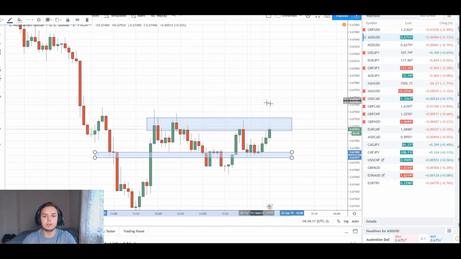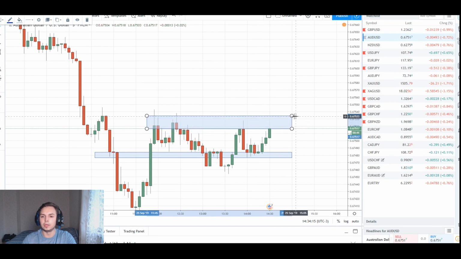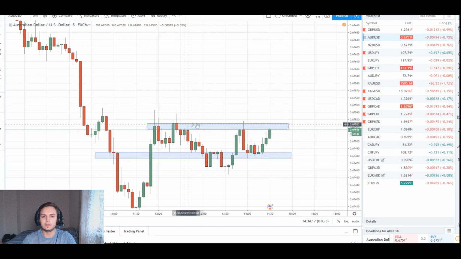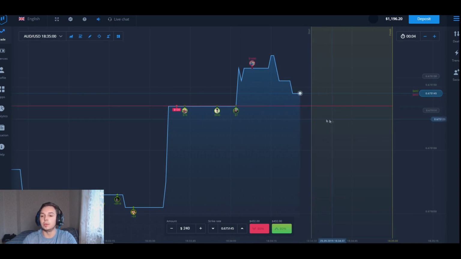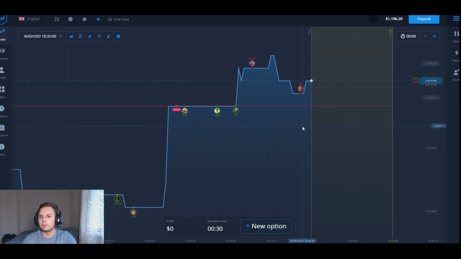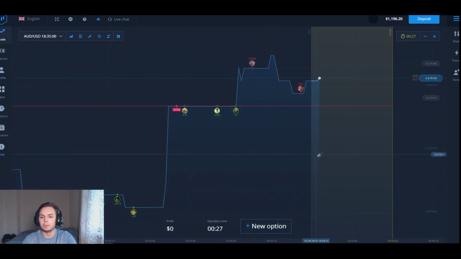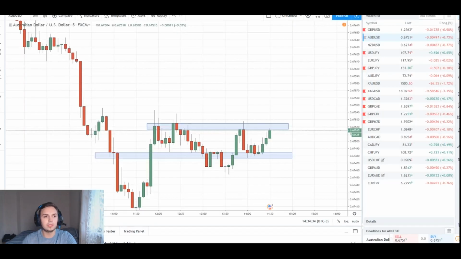Let's see, AUD USD at the moment is obviously touching the resistance over here. It's touching the resistance zone, but it could go up and touch this zone, so it could be going up a little bit more. So we need to just wait. It should be fine, honestly. AUD USD, let's have a look what's going on. Expiration time 27 seconds currently.